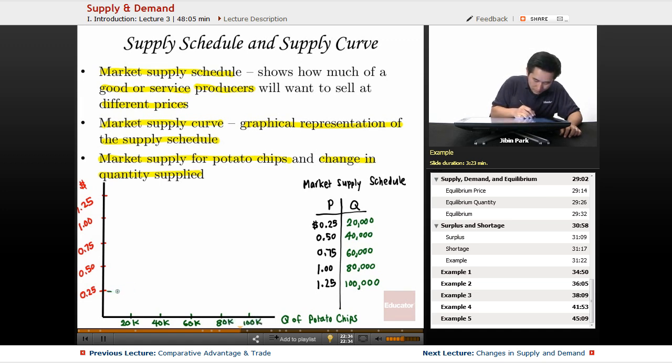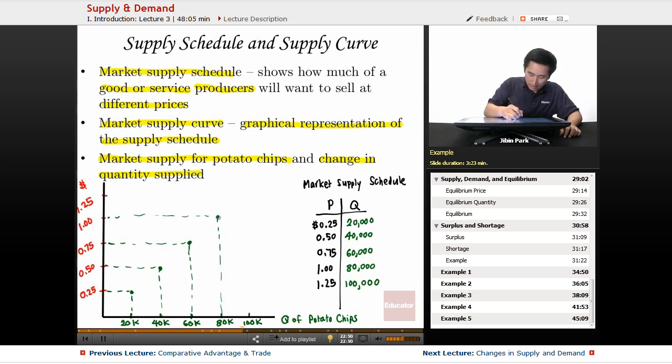At 25 cents, it's 20,000. At 50 cents, 40,000 is produced. At 75 cents, more profit potential, so 60,000 bags are produced. At $1, more people jump in, and 80,000. And at $1.25, you have 100,000 here.